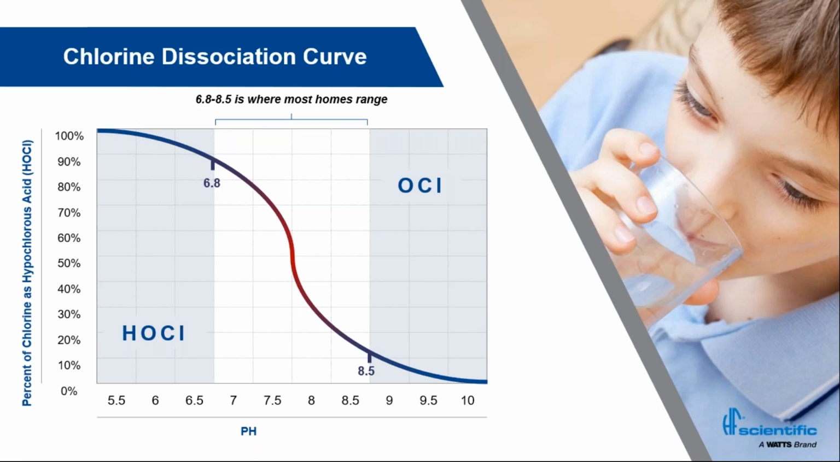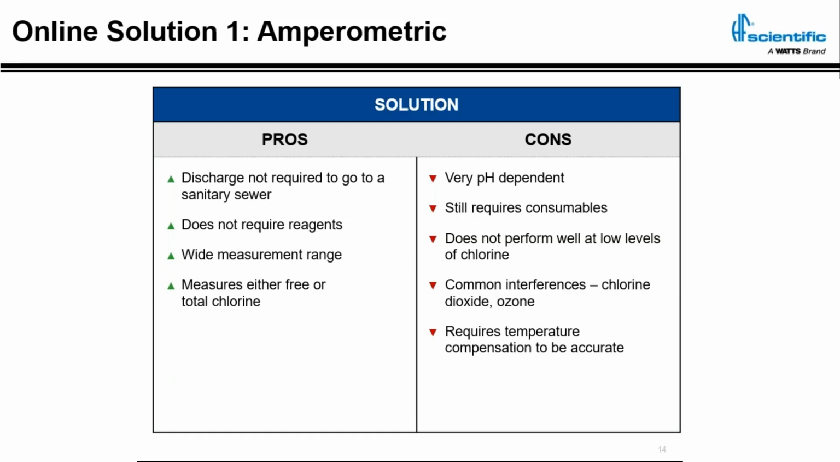hypochlorous acid versus hypochlorite. And the first solution we're going to discuss is the amperometric sensor, or what I've heard called in the industry commonly reagentless. The standard amperometric sensor design consists of 2 electrodes, an anode and a cathode, and the probe measures the change in current caused by the chemical reduction of the hypochlorous acid at the cathode. Remember, we looked at the hypochlorous acid curve on the previous slide, and we know that our hypochlorous acid, as our pH goes up, significantly decreases.